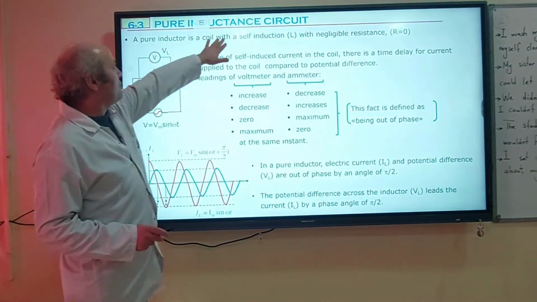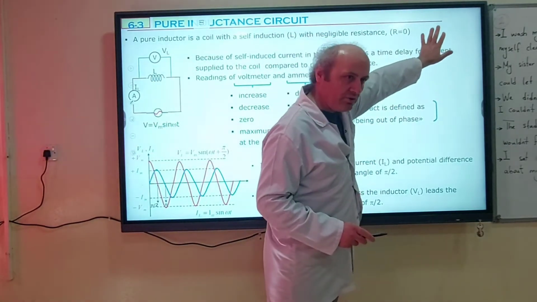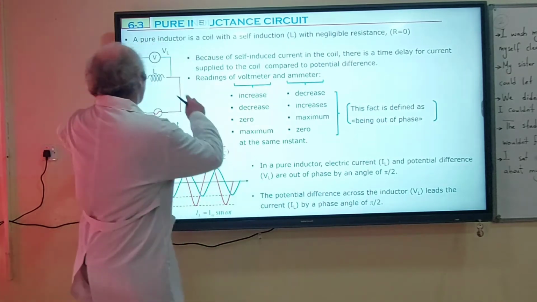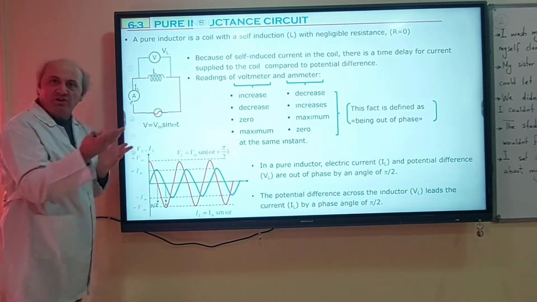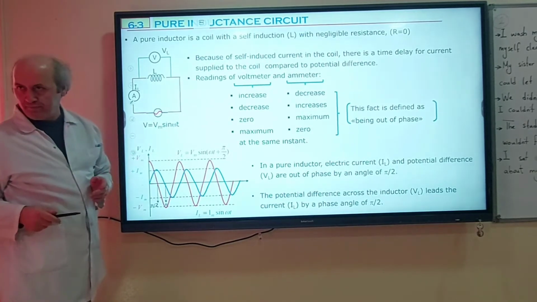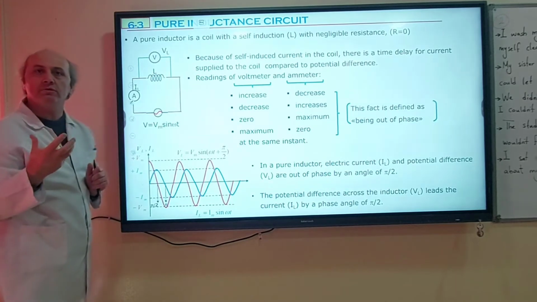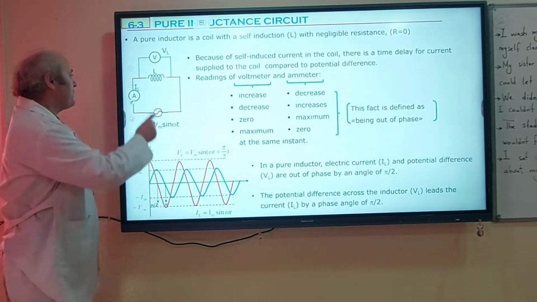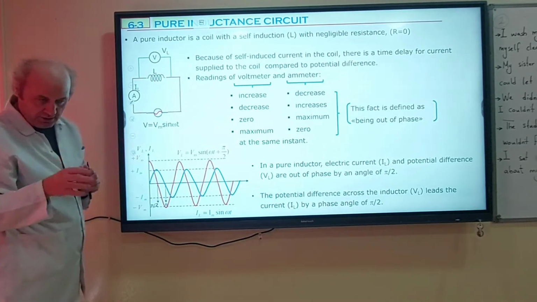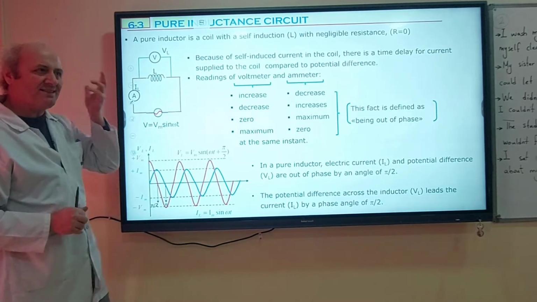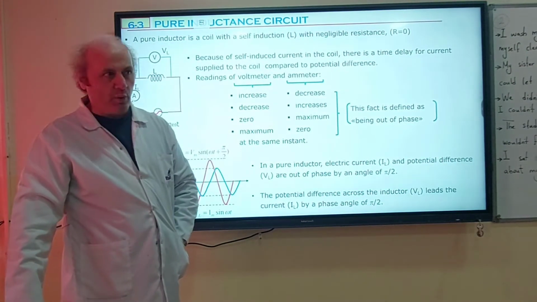A pure inductor is a coil with self-induction L but with negligible resistance, R is equal to 0. As you see, we connected a coil to a generator with a potential difference equation V = Vm sine omega t. And we connected a voltmeter across the coil to measure the potential difference. And we connected an ammeter for measuring the electric current through the coil. But here is something. Maybe you remember self-induction title in 6.1.